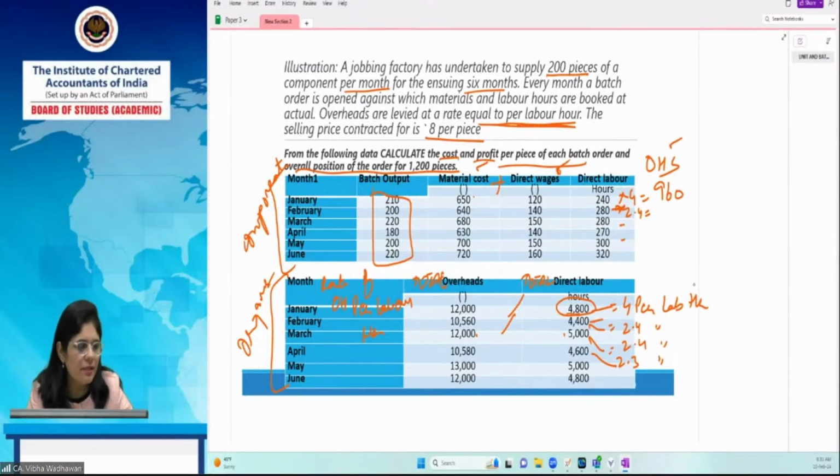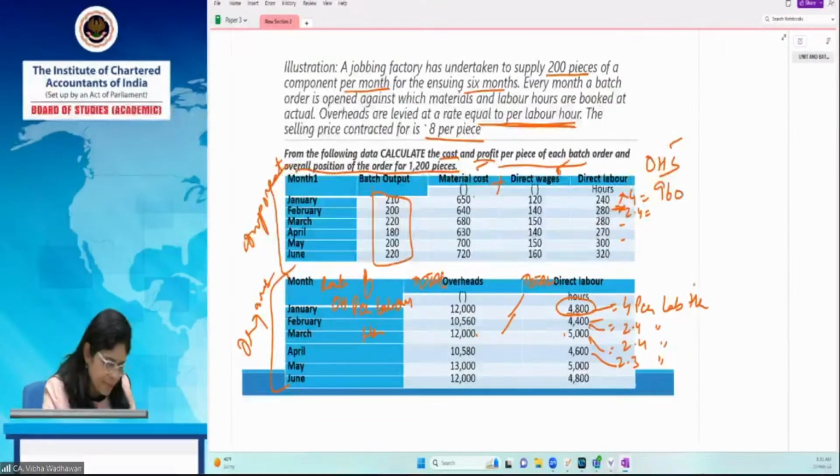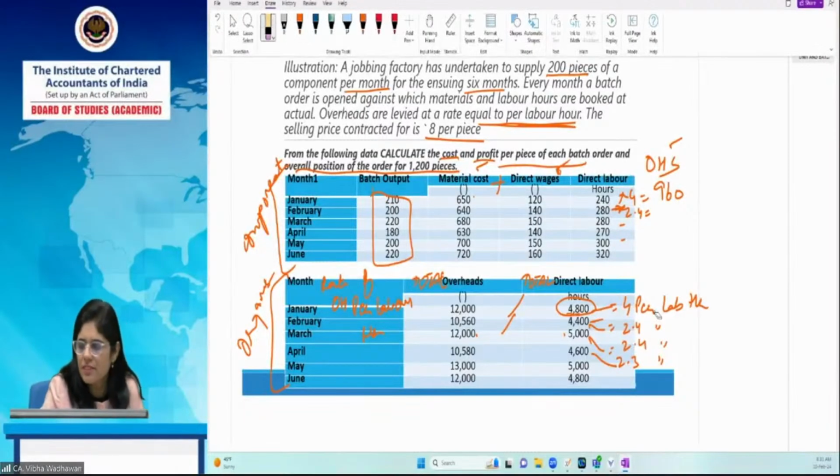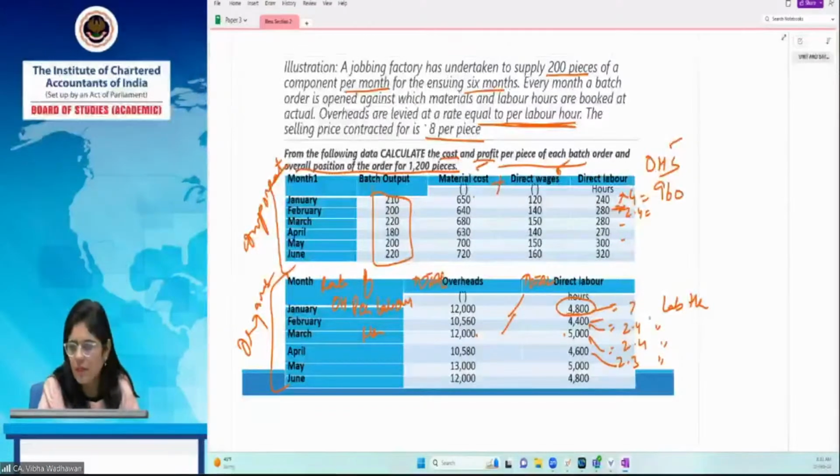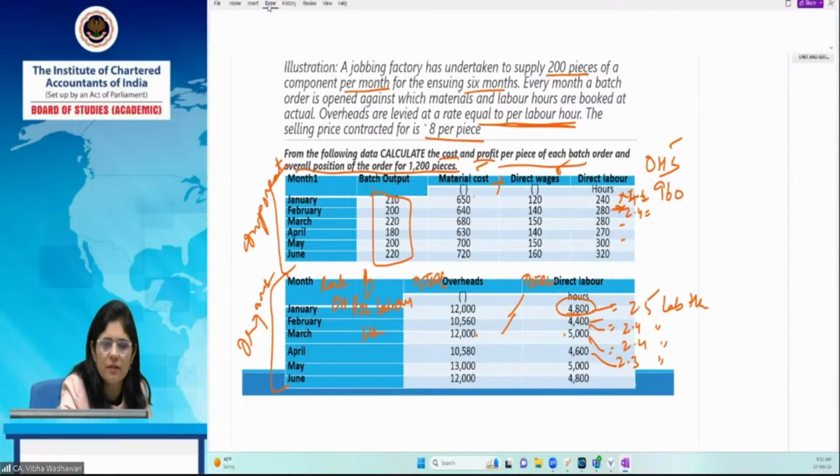Direct material, yes. For January, it's 2.5. One minute. Let me check. Yes, it's 2.5. January, it's 2.5. It's correct. Let me just check it.